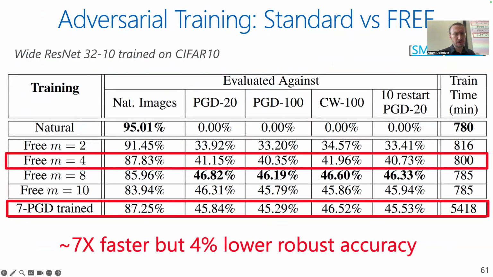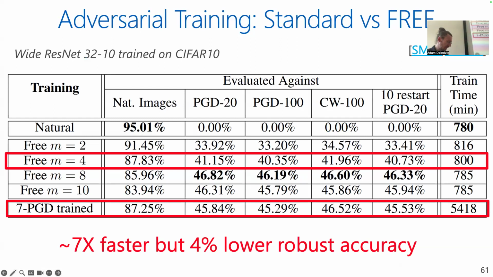So indeed, the training time for free with m equals 4 is almost 6 times faster. But then you have a drop in robustness for PGD. For PGD 20, the drop is like 4%. So 7 or 6 times faster.